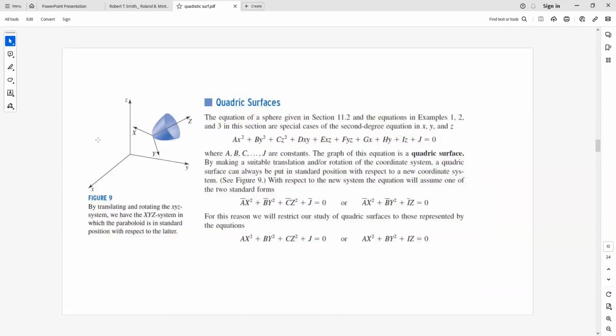So the next lesson is quadratic surfaces, but we'll start this in the next class.